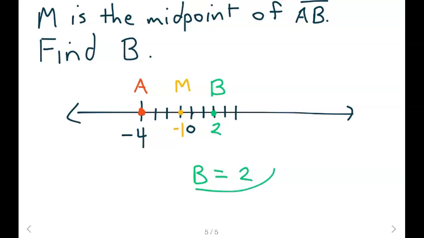And then if you wanted to, you could find the midpoint of the endpoints, add them together, divide by 2, or just go back through that. So hopefully this helps you with finding the midpoint on a number line.